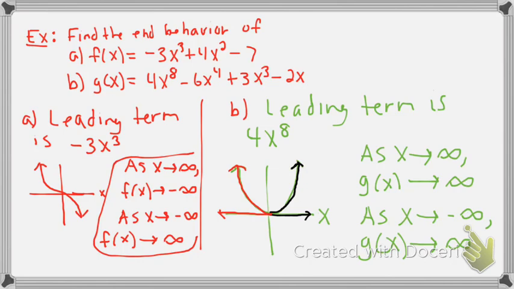So if the power on the leading term of x is even, the end behavior is going to be the same on both ends. It just depends on the sign of the coefficient, whether the function is approaching infinity or minus infinity. But that is how we would describe our end behavior.